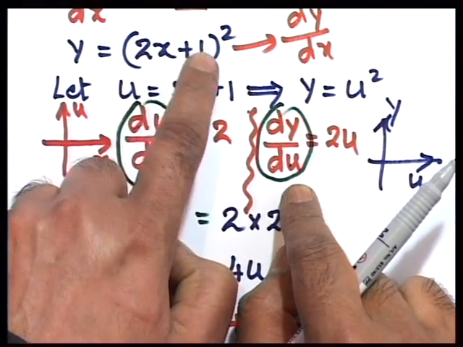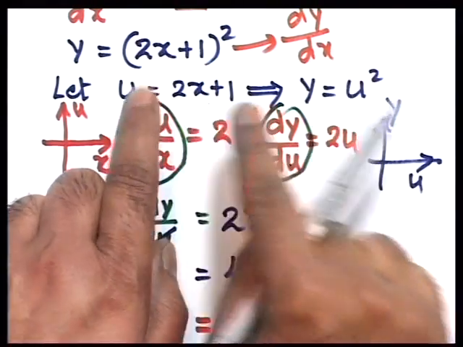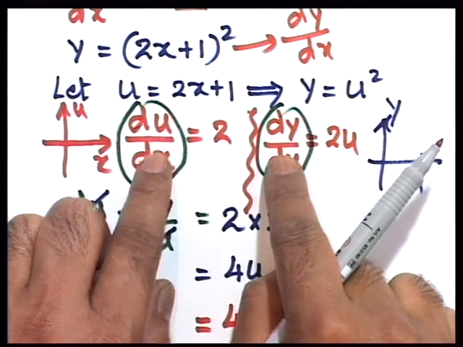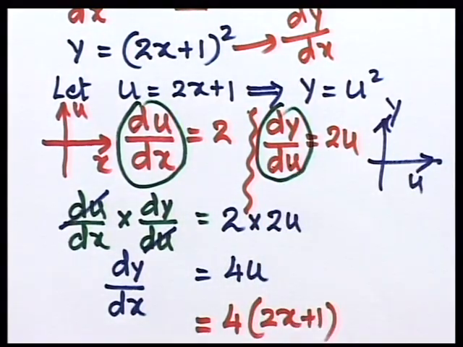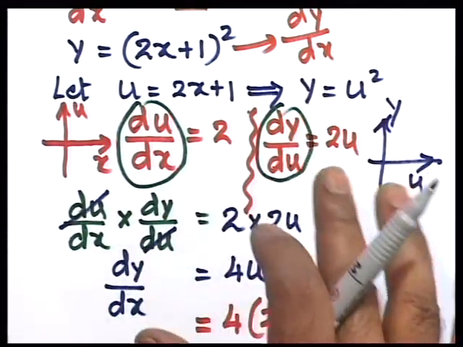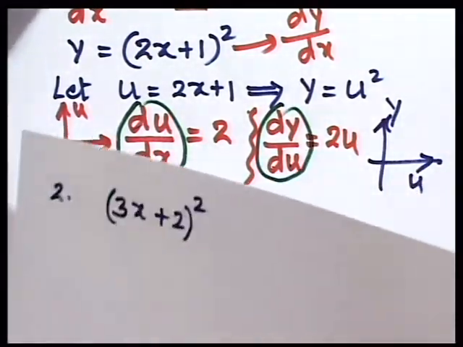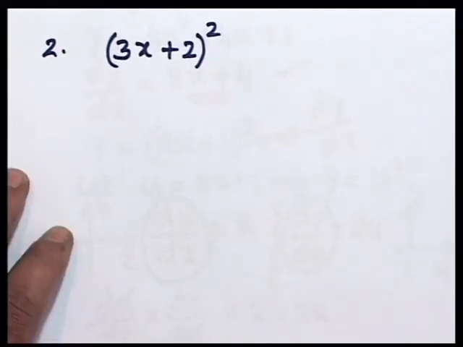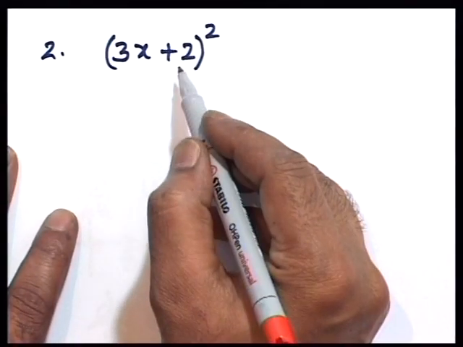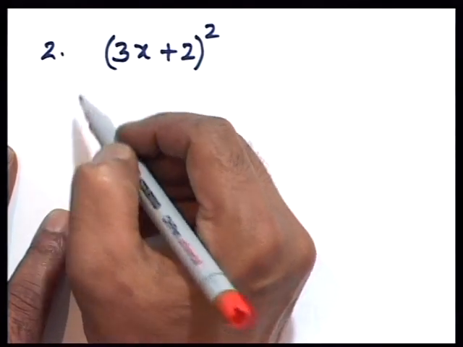So that's the meaning of the chain rule. We assume the bracket to be a letter, we differentiate this, we differentiate that, and multiply those two. Let's go for one more example. Well, there are some shortcuts, I will come back to that later. Let's do one more question here: y = (3x + 2) whole squared. We need to differentiate this.